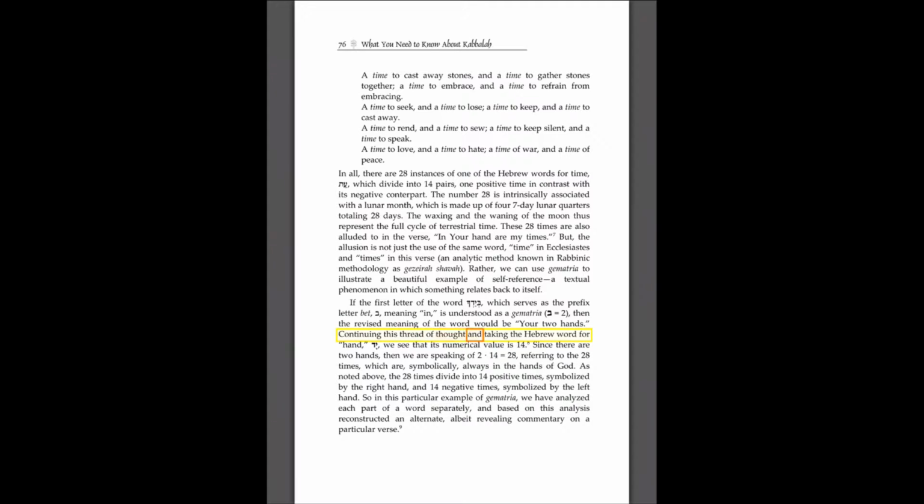Continuing this thread of thought and taking the Hebrew word for hand, we see that its numerical value is 14. Since there are 2 hands, then we are speaking of 2 times 14 equals 28, referring to the 28 times, which are, symbolically, always in the hands of God. As noted above, the 28 times divide into 14 positive times, symbolized by the right hand, and 14 negative times, symbolized by the left hand.